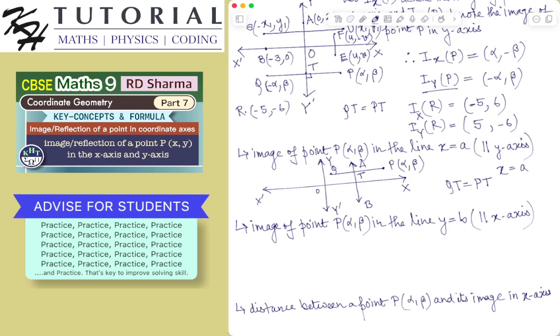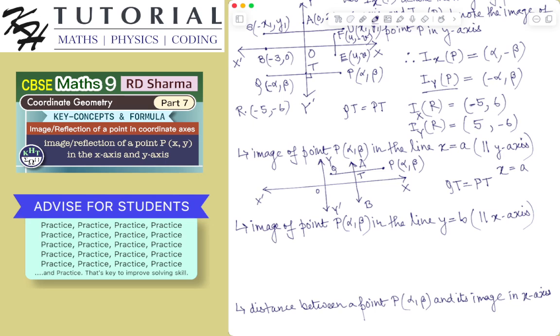Now, how do I know what will be the coordinates of the point Q? I know the coordinates of the point P, and I know that the line AB is parallel to the y-axis, and the equation of the line AB is x equals a, where let's say a is positive, so it means AB is to the right-hand side of the y-axis.